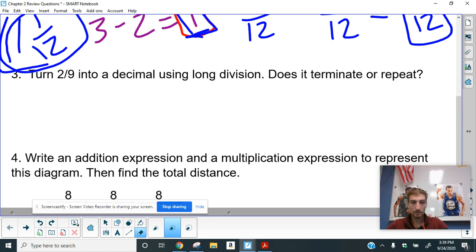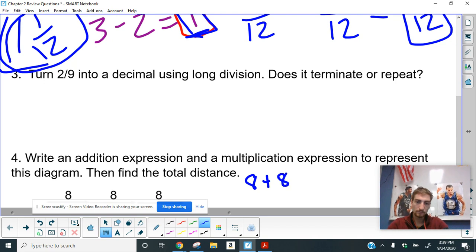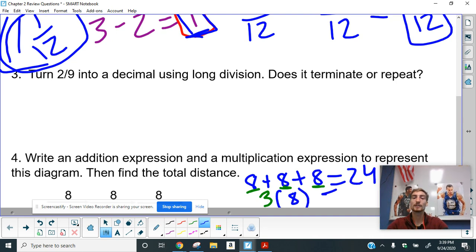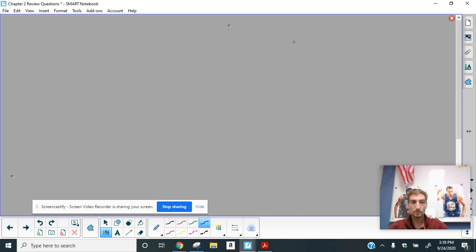Well, an addition expression for 8, 8, and 8 would simply be to just add them all together. 24. And then multiplication, there are 3 number 8s. So 3 and then in parentheses 8, or 3 times 8, 24. There we go.